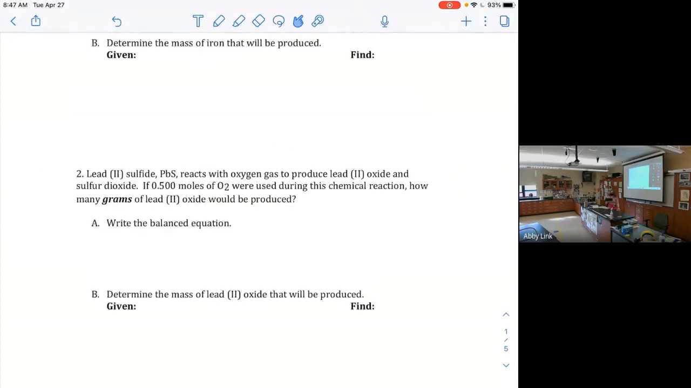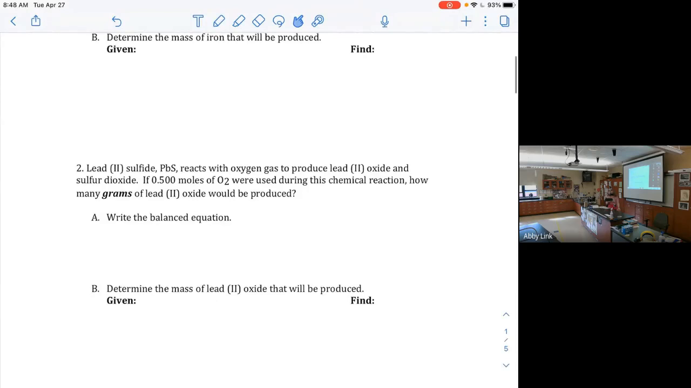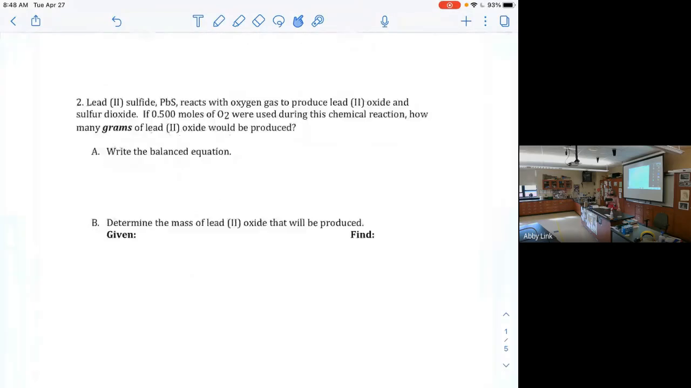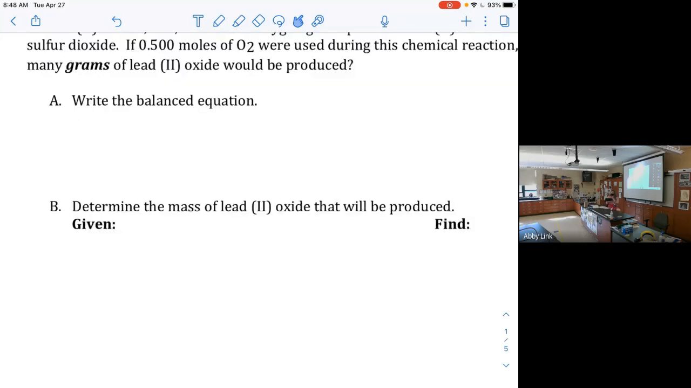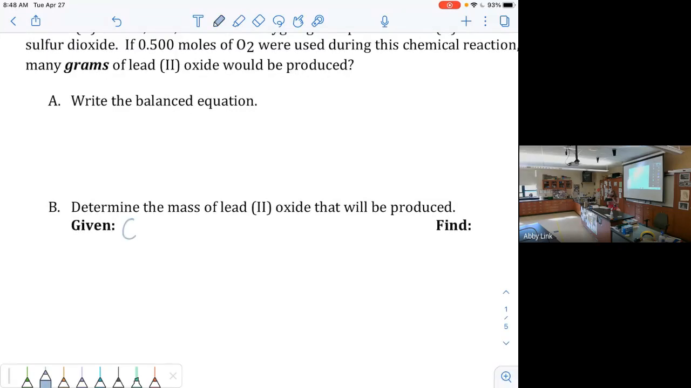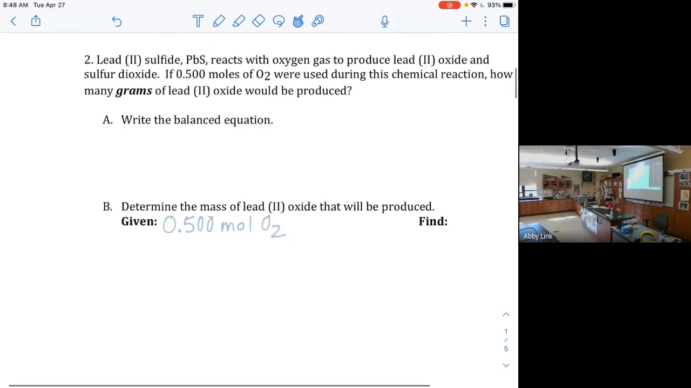Let's do 2 together because this is like lead sulfide. Actually, this is a good one too to do together. All right, lead 2 sulfide, PbS, reacts with oxygen gas to produce lead 2 oxide and sulfur dioxide. So we're going to start with 0.500 moles of O2. Let's break down our given and our find here. They want us to find how many grams of lead 2 oxide would be produced.